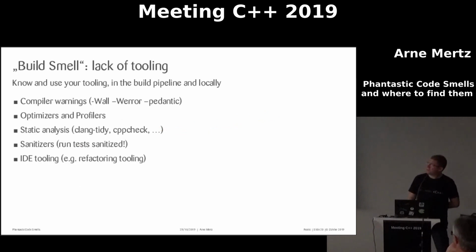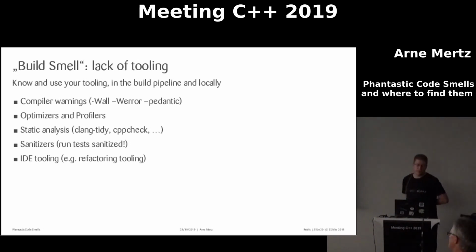There's a build and development smell. It's lack of tooling. Sometimes we can't go without the proper tooling. Well, compiler warnings, it's mostly accepted these days. Optimizers and profilers, use them. Especially profilers, I think, are for people who really care about performance. They have to use them. Others who pretend to care about performance don't use profilers, maybe. So if performance is an issue, use profilers to find the performance bottlenecks and so on.